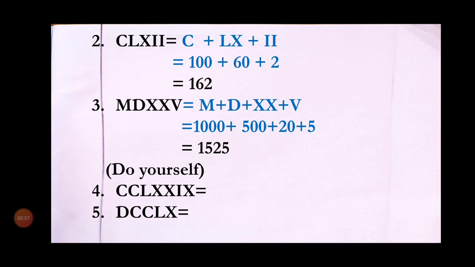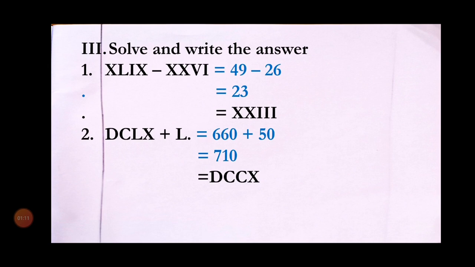Fourth one, CCLXXIX. And fifth one, DCCLX. So last two, fourth and fifth, you have to do yourself. And Roman 3, solve and write the answer in Roman numerals.